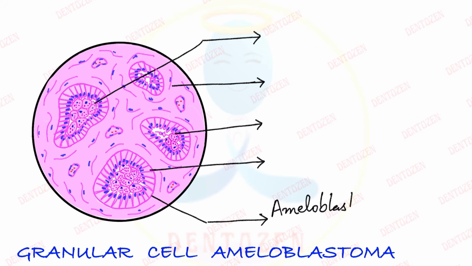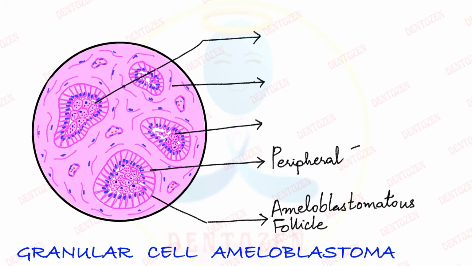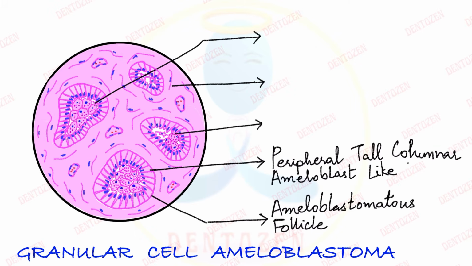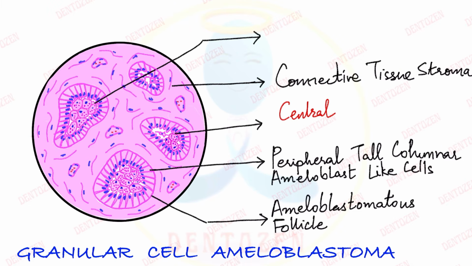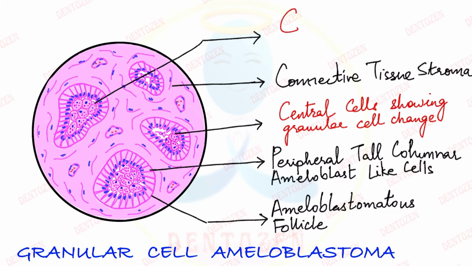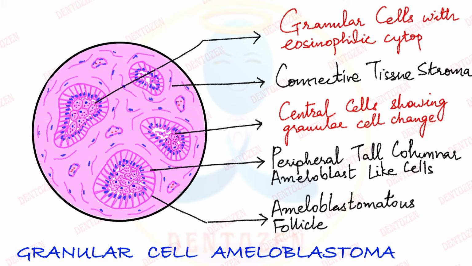So we have ameloblastomatous follicles, and the peripheral cells are again tall columnar ameloblast-like cells with all the three nuclear features. The central cells will show change. In between the follicles, we have connective tissue stroma. Now, the change in central cells is that they will show granular cell change, and these granular cells have eosinophilic cytoplasm. So, those are the two important points that you have to label here. That is granular cell change in the central cells, and these granular cells have eosinophilic cytoplasm.